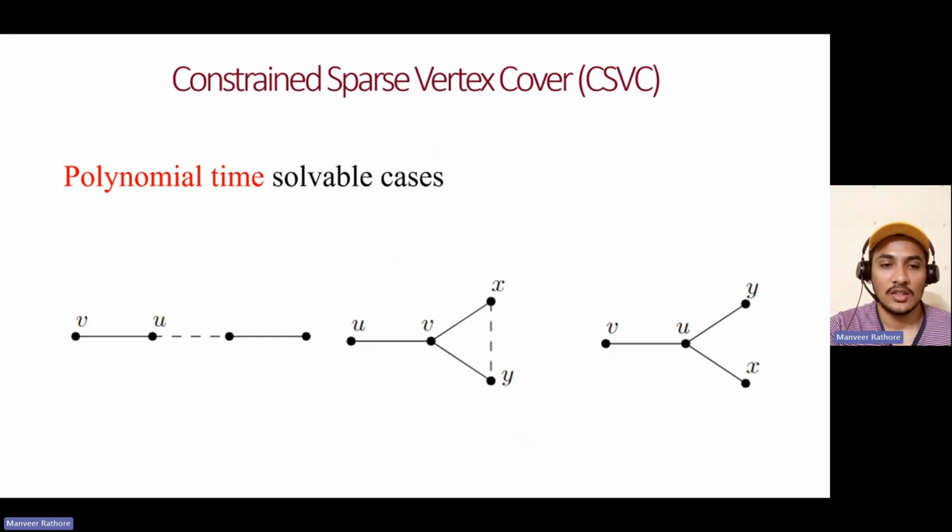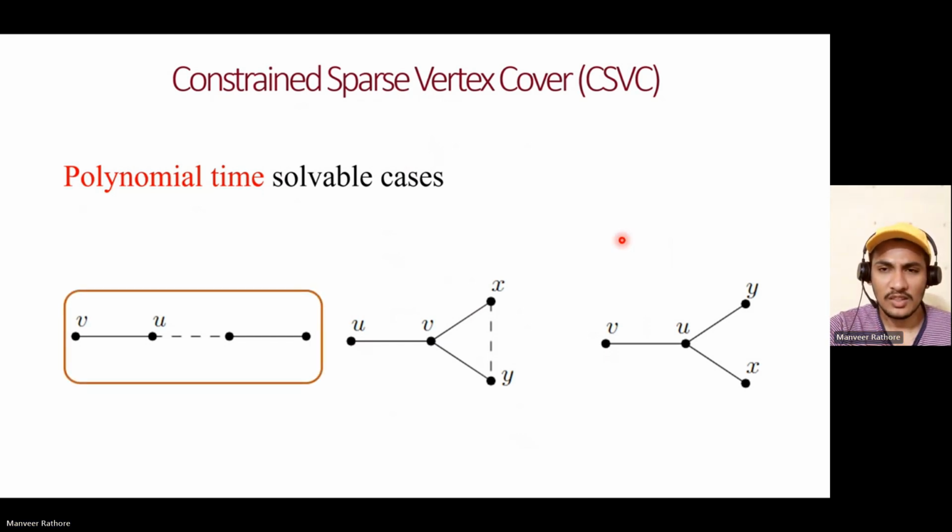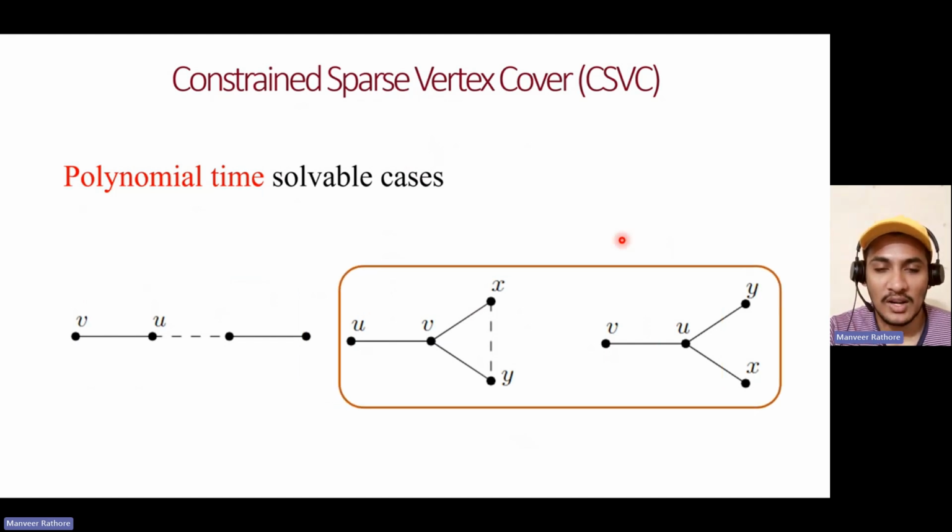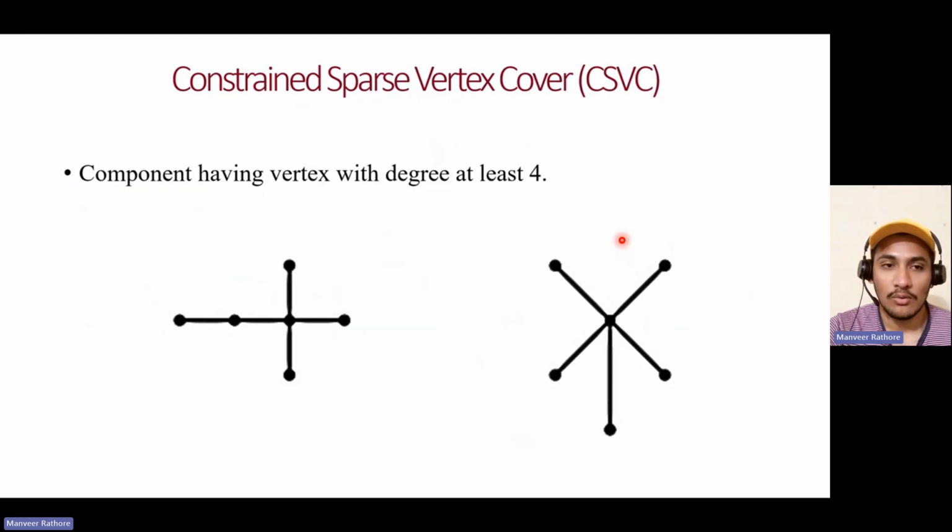So as we said, this is polynomial time solvable, because we have a dynamic programming approach for this one. And in these two cases, we can simply branch on the high degree vertices, and the remaining graph will become paths. So we have a polynomial time dynamic programming approach for them. Now what we'll do is, if a component has a vertex with degree at least 4, then simply we'll branch on the vertex with degree 4 or more. That was a rhyme, 4 or more. Then we will branch on the vertex with degree 4, and the branching vector will come out to be 1, 4.